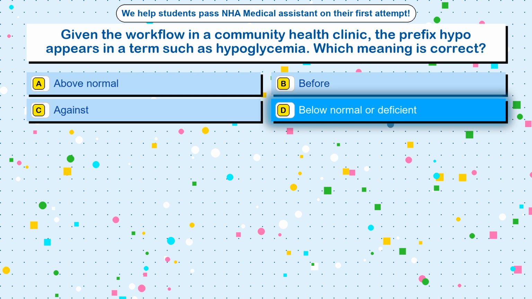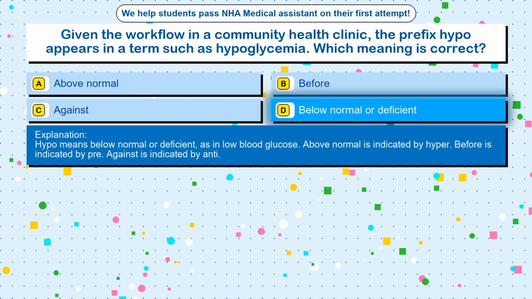Below normal or deficient. Hypo means below normal or deficient, as in low blood glucose. Above normal is indicated by hyper. Before is indicated by pre. Against is indicated by anti.